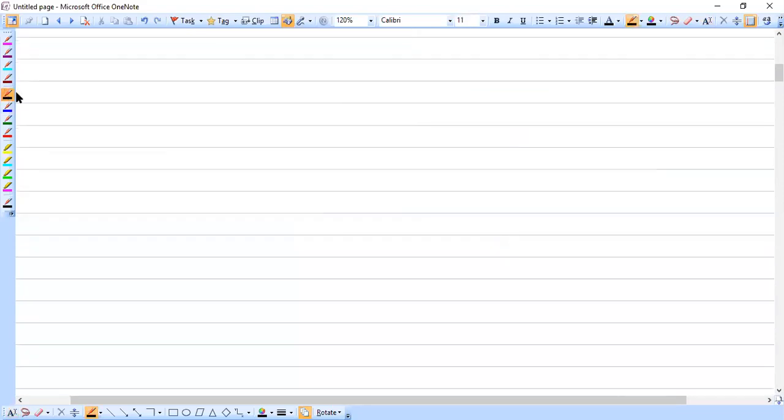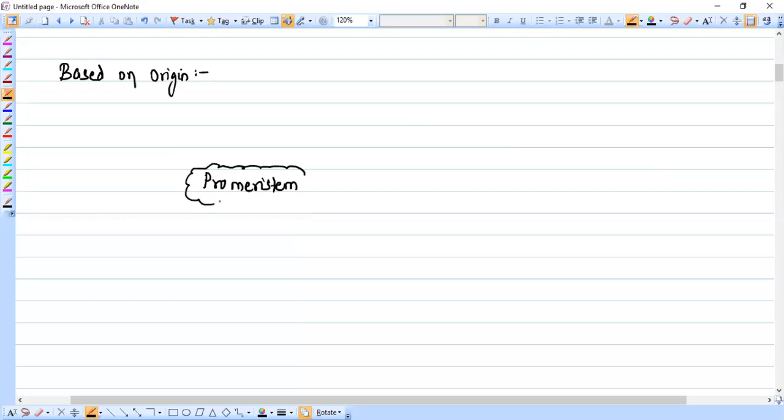So very first, we are going to talk about origin. There are meristematic tissues based on origin. Origin means from where they have arisen. So based on origin, the very first one that we have is called promeristem. This is the first one. Pro basically means first, so it is the first meristem.